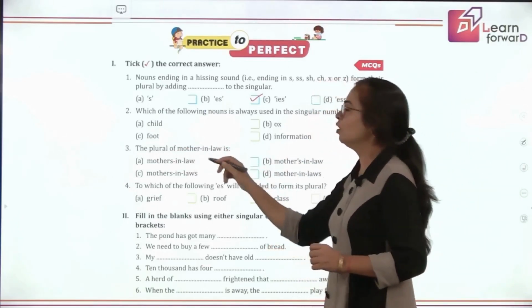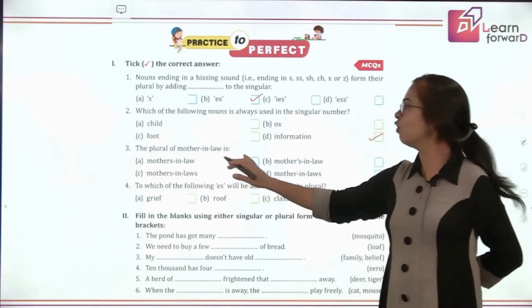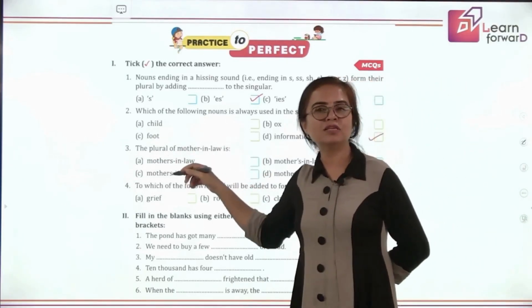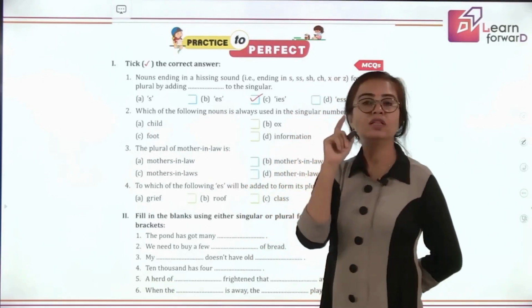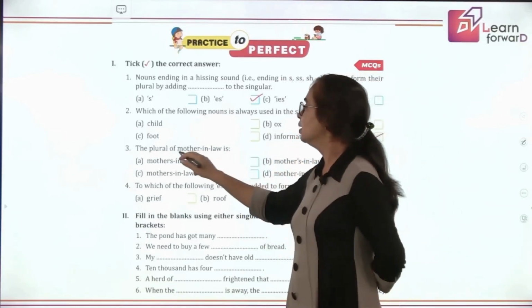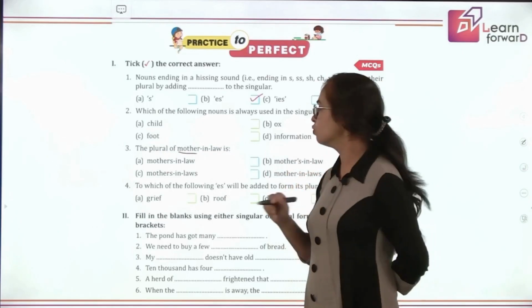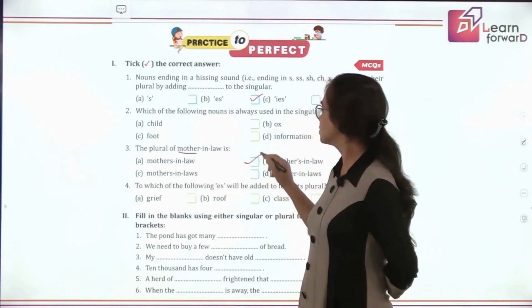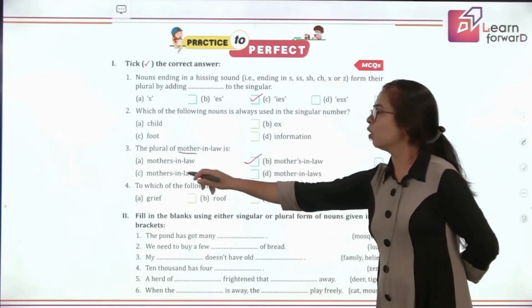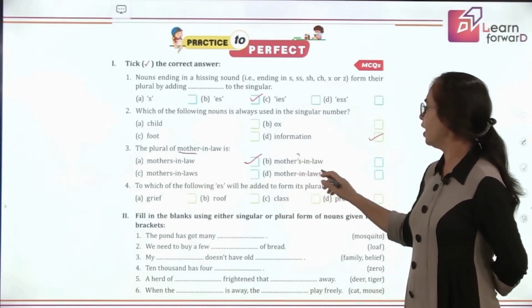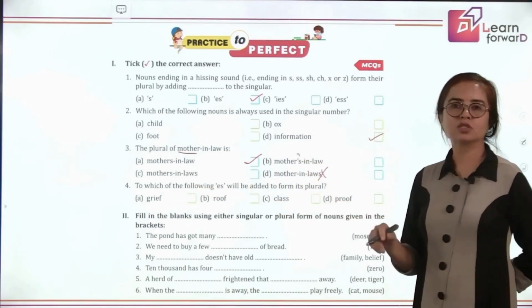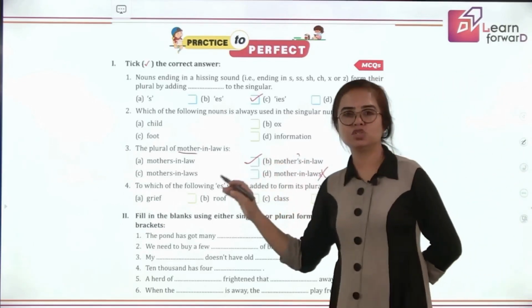The plural of mother-in-law. So what noun is this? It's a compound noun, and there will be a change only in the one main word, that is mother into mothers. So what does it become? Yes, the first correct one. Mothers-in-law. We will not change both of them, will not use an apostrophe, and will not use s with the last word. The main word is mother, so we will change that into plural.